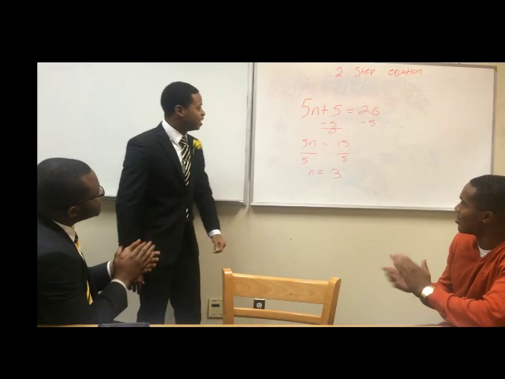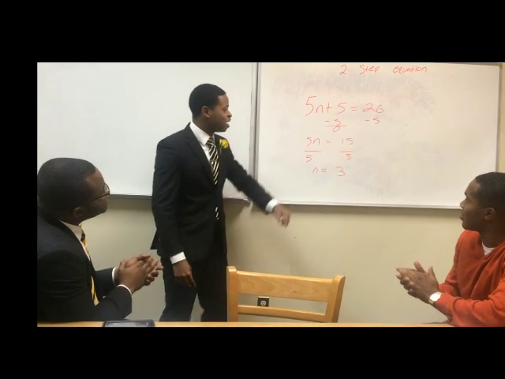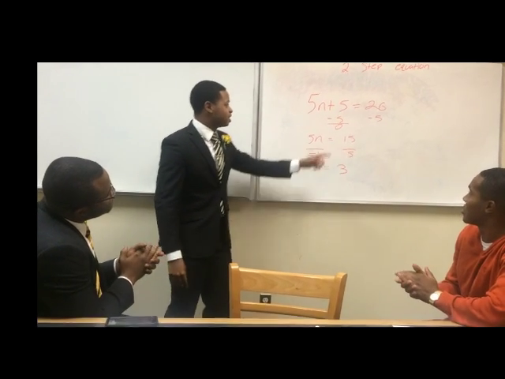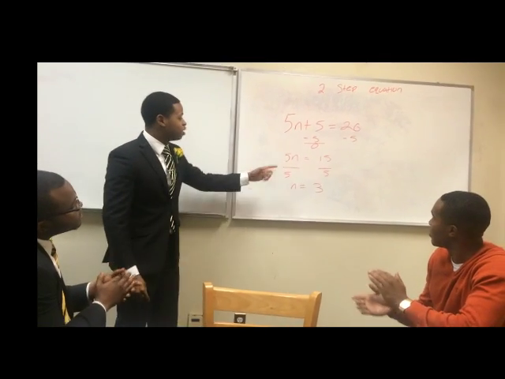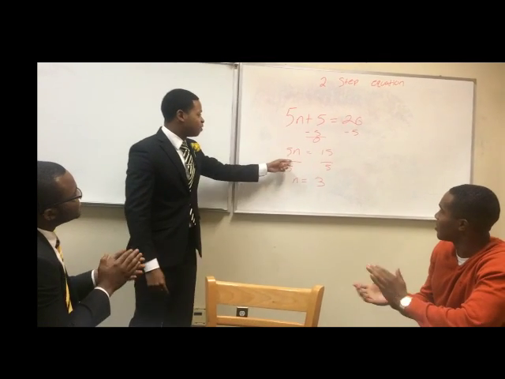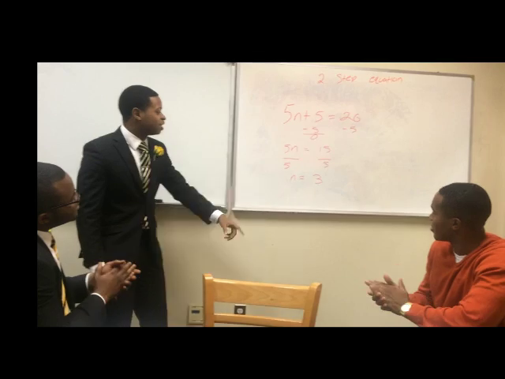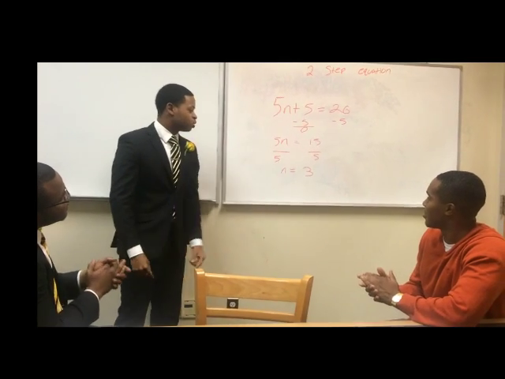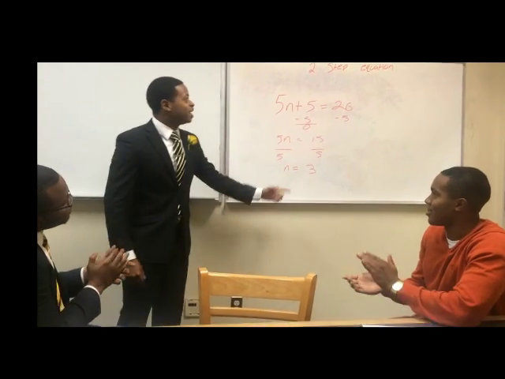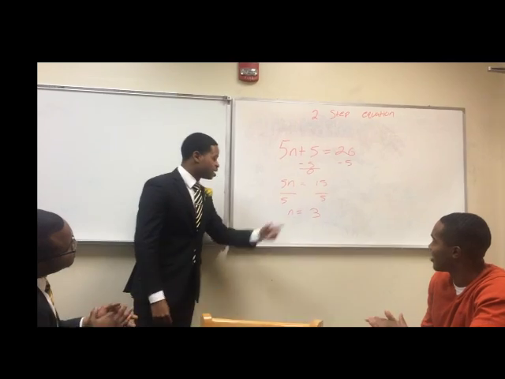First, you write it out, then subtract the 5 from both sides. That equals a 0. That equals 15. Now, you write it out. 5n equals 15. Divide the 5 now. N equals 3. Now you solve the two-step equation.